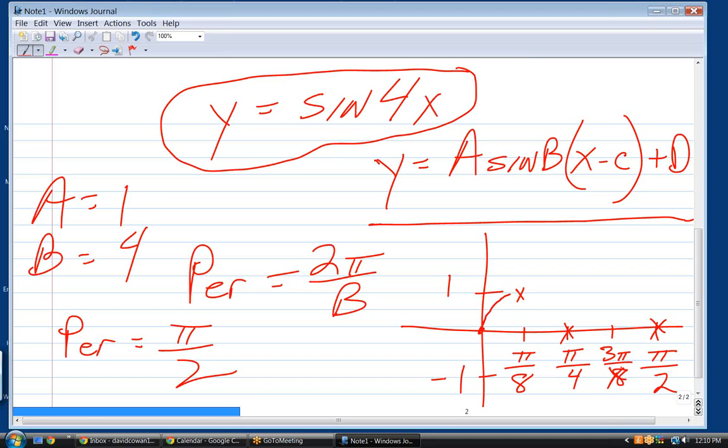So the way I draw this, make sure I go through all 4 points. There's my sine curve. It's got the right amplitude. It's got the right period. There's no phase shift, which would be a left or right shift. And there's no vertical shift, which would be up or down.